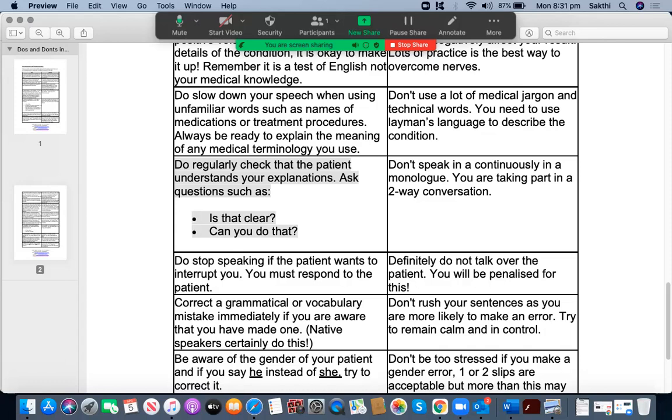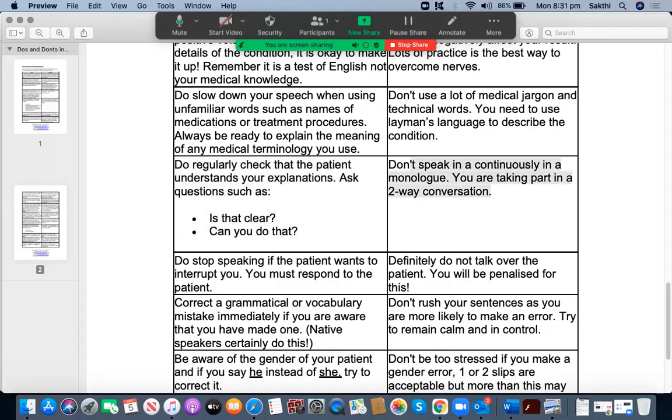How can you ask? You can ask like this: Is that clear? Can you do that? Did you understand that? Do you have any questions with this? And so on. You can ask any of these questions, but ensure that you ask them, and that the patient has understood whatever information you have conveyed.